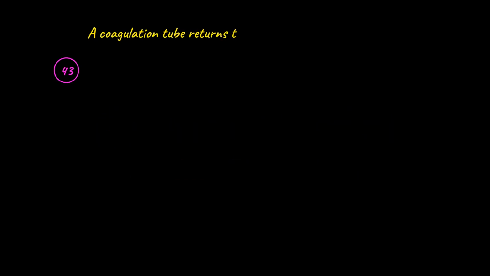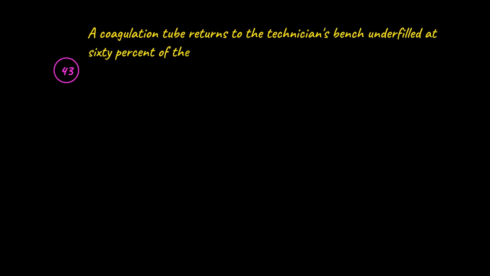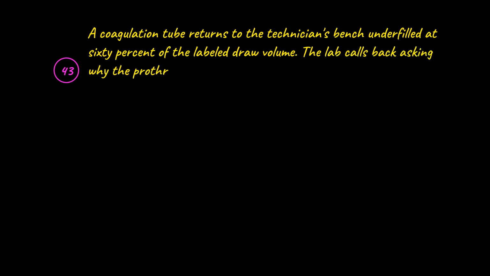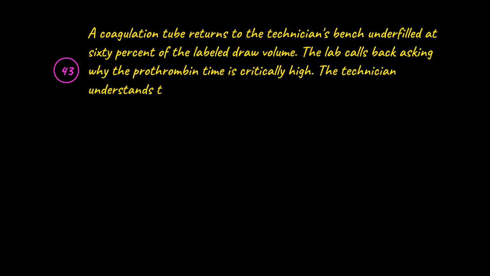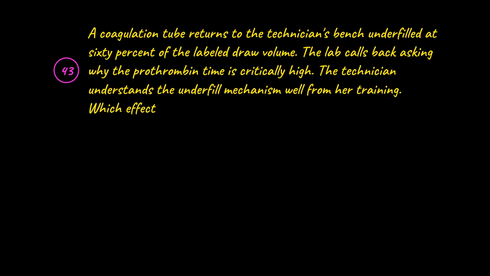Question 43. A coagulation tube returns to the technician's bench underfilled at 60% of the labeled draw volume. The lab calls back asking why the prothrombin time is critically high. The technician understands the underfill mechanism well from her training. Which effect on coagulation testing does this underfill produce?